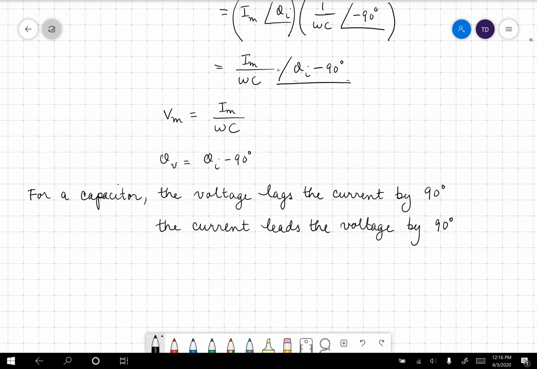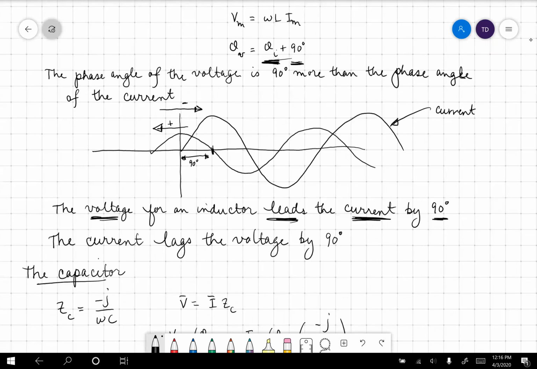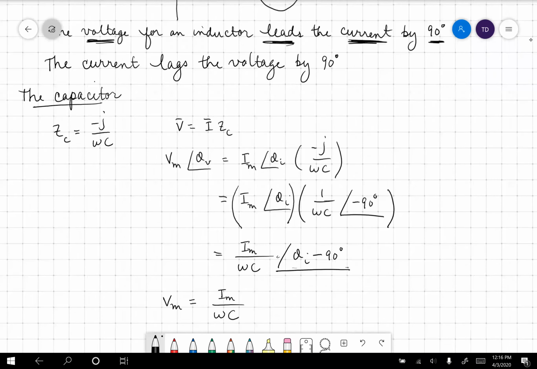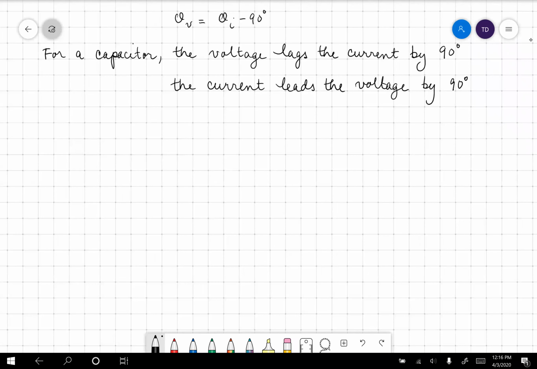Okay. So what do those pictures look like? Well, in this one here, if this was the current and this was the voltage for the inductor, it's just the opposite. For the capacitor, this one is the current and this one is the voltage. They just switch. Here's something to help you remember all of this. I hope it helps you remember it.